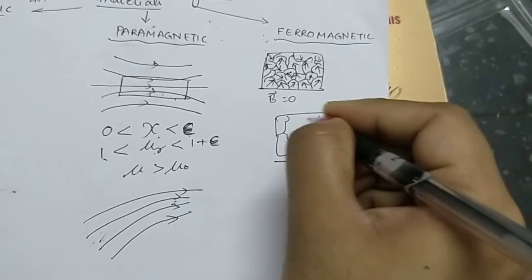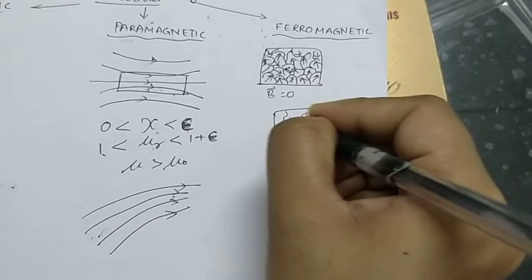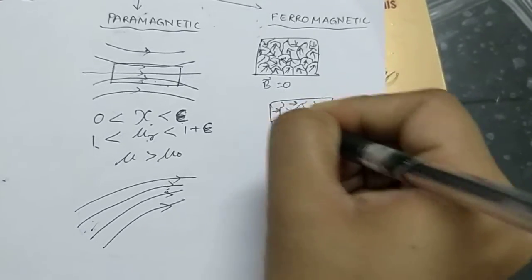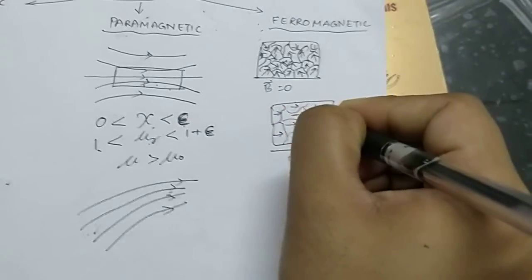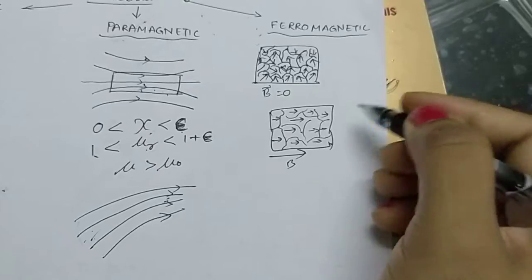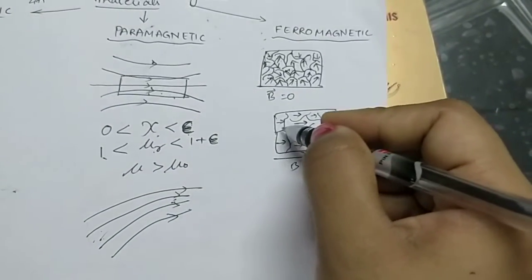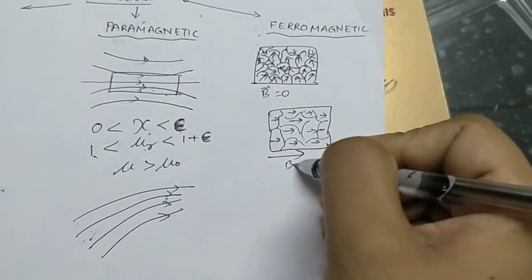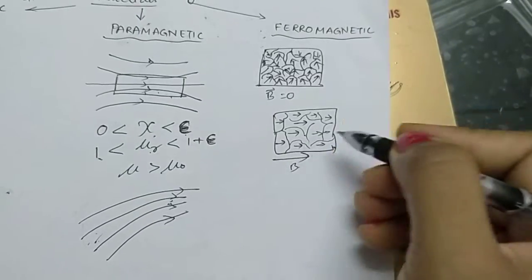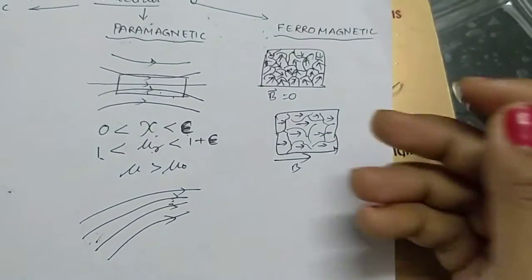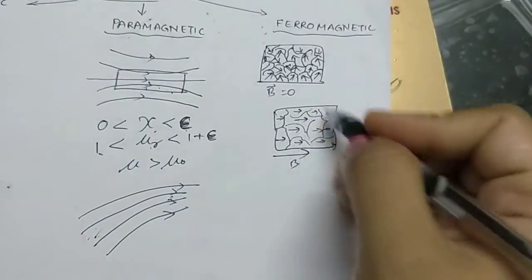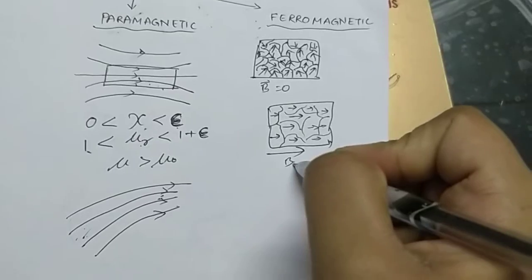Suppose here are my small domains. Now the net magnetic moment of each domain will be in the same direction. In every domain there is reorientation of the magnetic moment according to the external magnetic field, or you can say the size of the domain increases, because all are pointing in the same direction. So we can also say that the size of the domain increases in the external magnetic field.